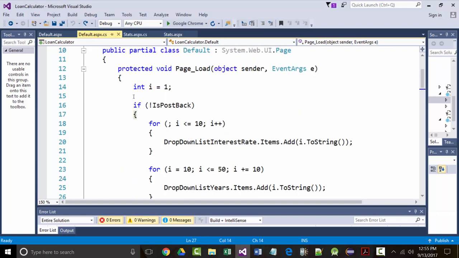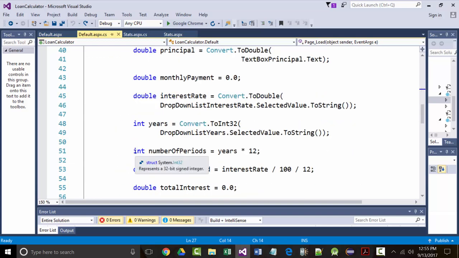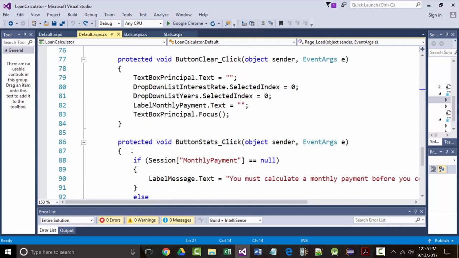Now, notice, I don't have any global variables. Do you agree? Because one of the things that I said was in the clear event, make sure that you clear out both your text boxes, your drop downs, and your labels, and also any global variables that you have. So either don't use global variables or clear them out right there. And I don't think we have to go over the clear event now because that was it.